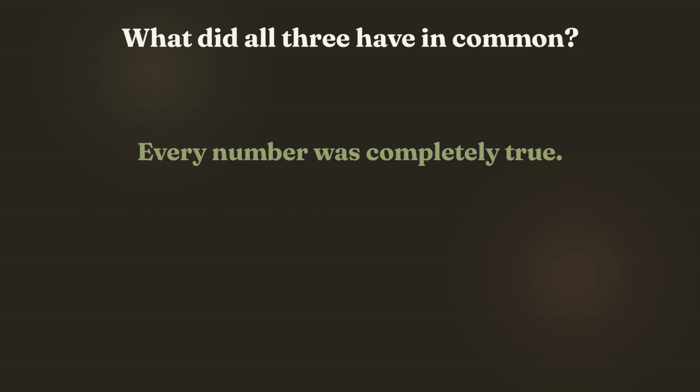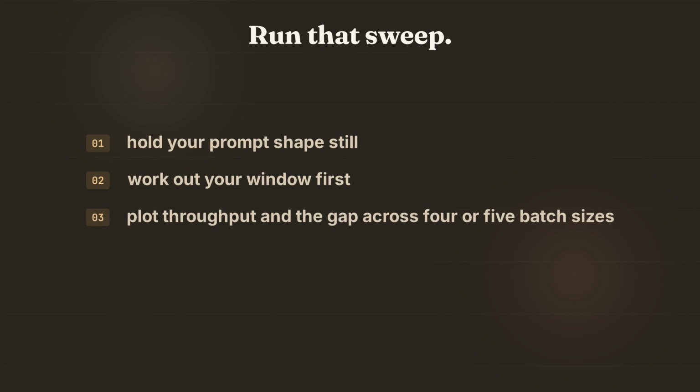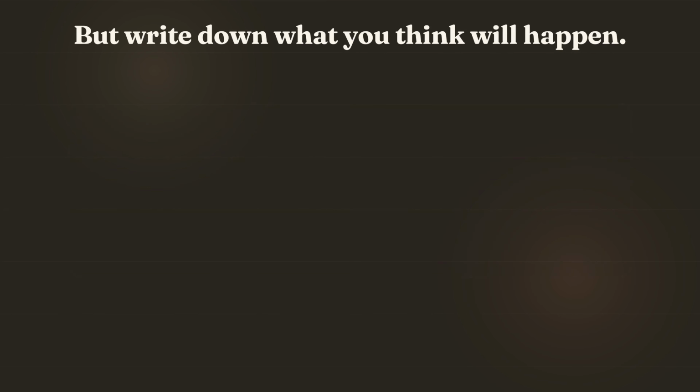So, what did all three have in common? In every one of them, the number in front of you was completely true, and it was answering a different question from the one you asked it. So, what's the one thing to go and do this week? Run that sweep. Hold your prompt shape still. Work out your window first, and then plot your throughput and your gap between words across 4 or 5 batch sizes inside it. But do one thing before you run it.